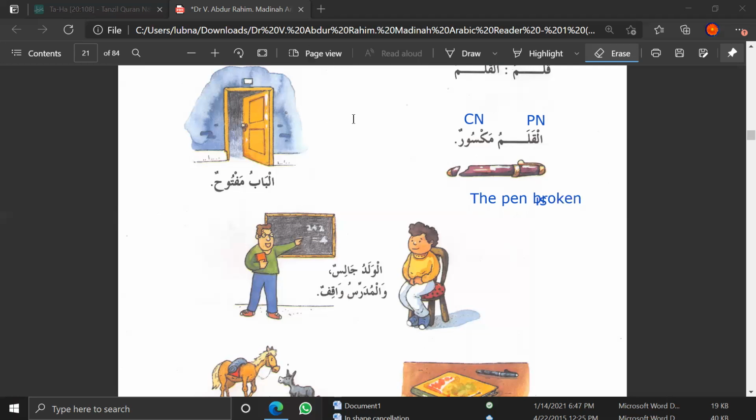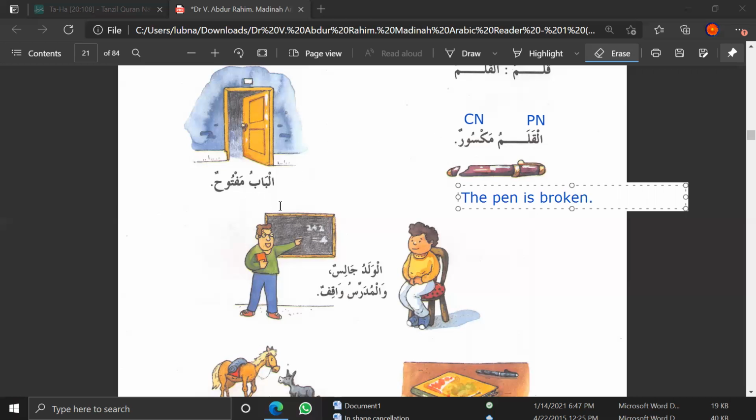Let me erase first and then write it down again. The pen. Now, because it's a combination of a proper noun with a common noun, this sentence is complete. So this specific combination makes these two words a complete sentence. The pen is broken. Okay.